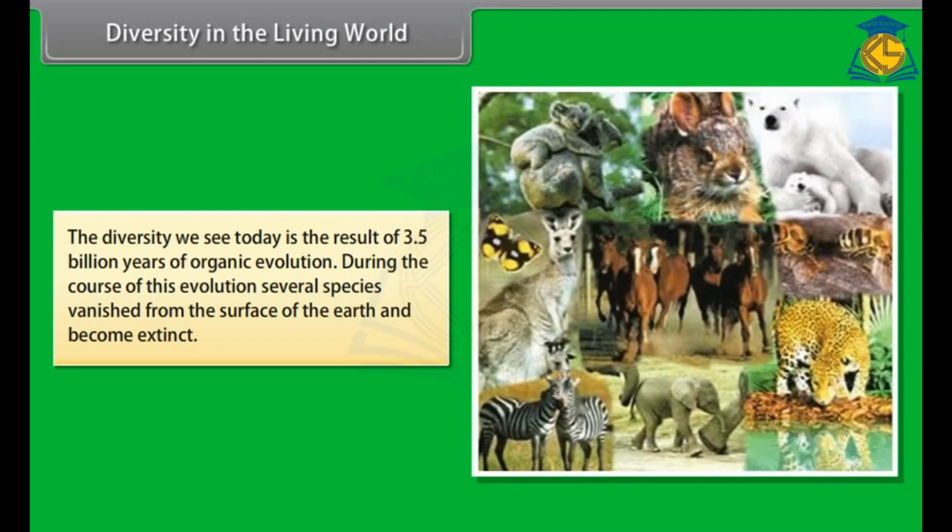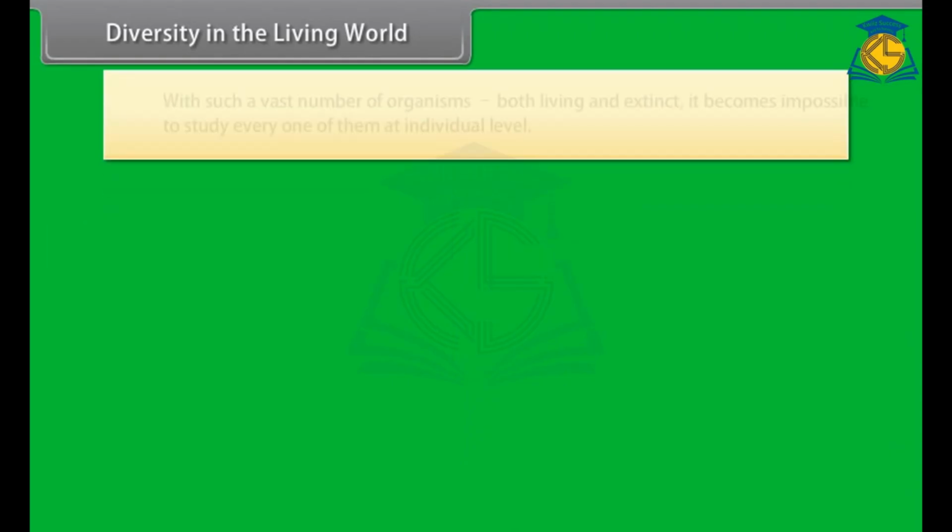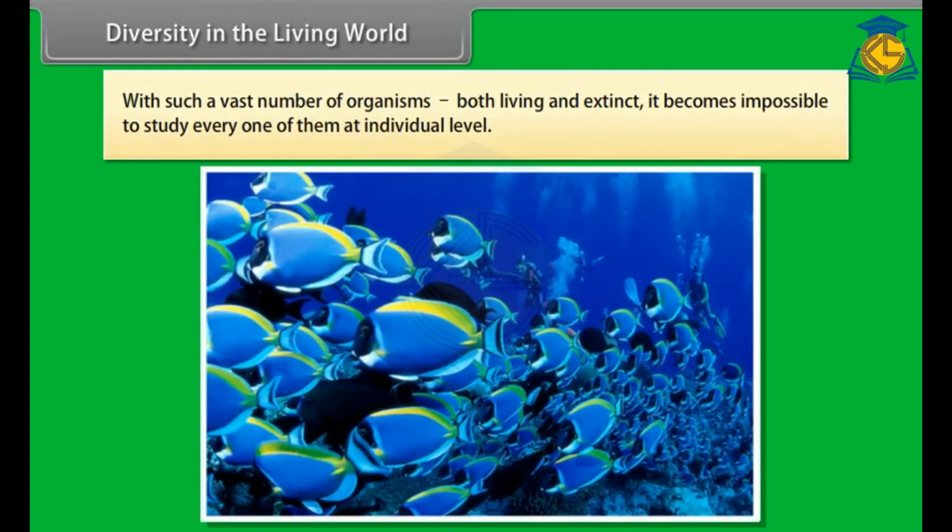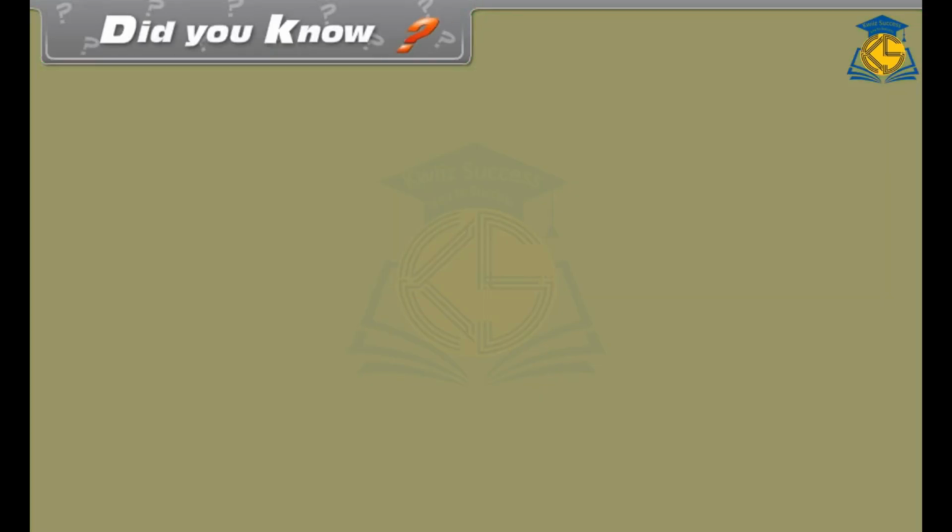The diversity we see today is the result of 3.5 billion years of organic evolution. During the course of this evolution, several species vanished from the surface of the earth and became extinct. With such a vast number of organisms, both living and extinct, it becomes impossible to study every one of them at individual level. Did you know?